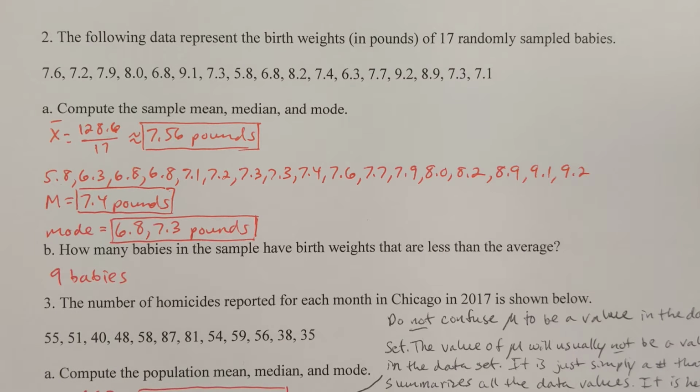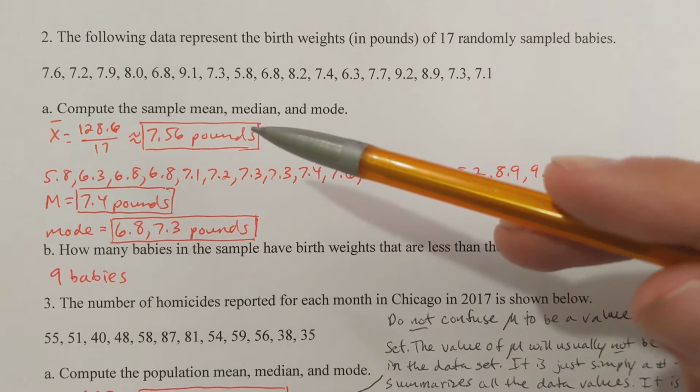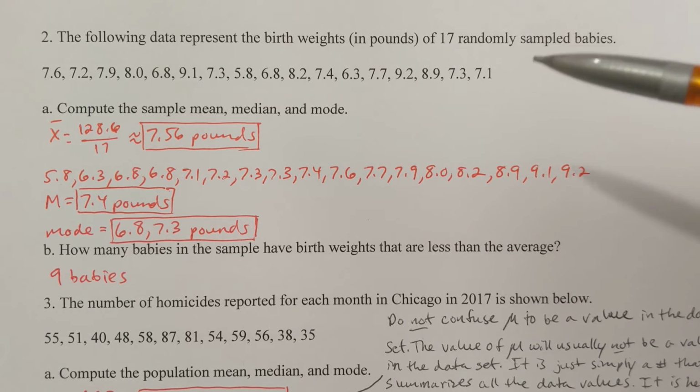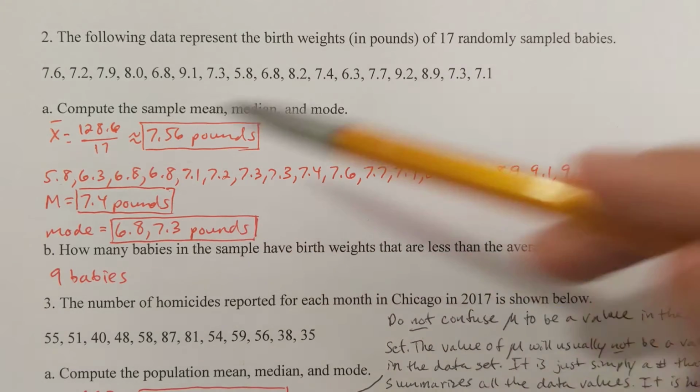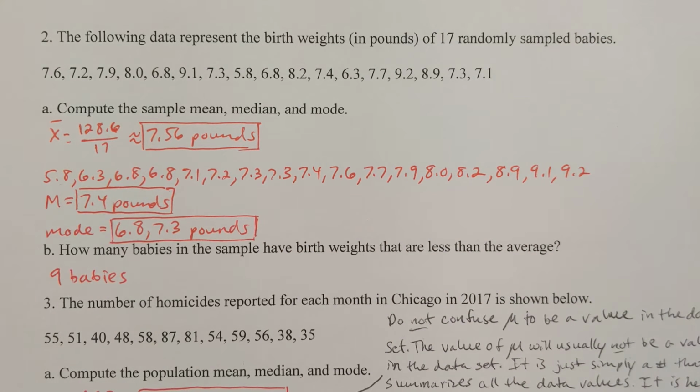So in problem 2, it says the following data represent the birth weights, in pounds, of 17 randomly sampled babies. They want us to compute the sample mean, median, and mode. Because we have a sample mean, x bar is the symbol, not mu. The mean is the mean, regardless of whether it comes from a population or a sample. It's just getting the symbol correct.